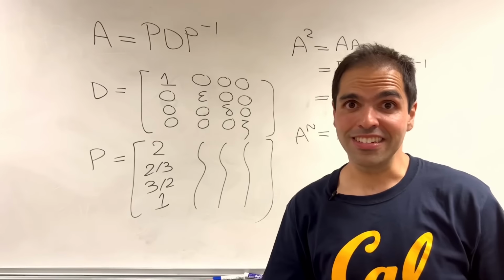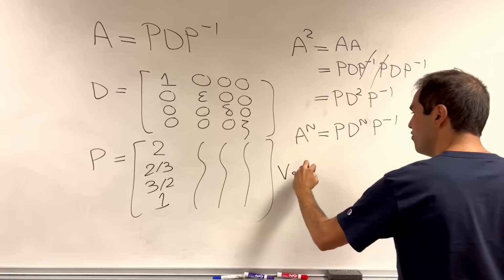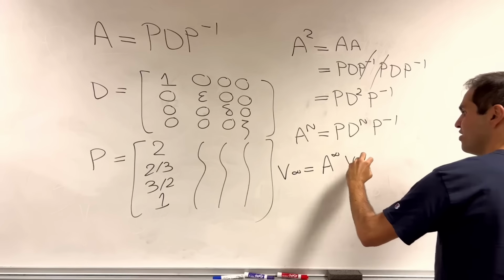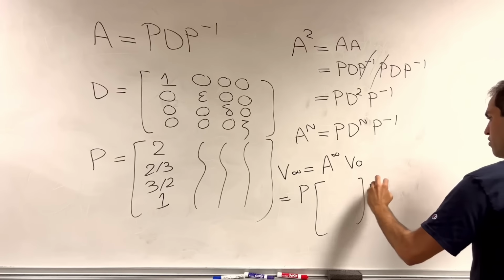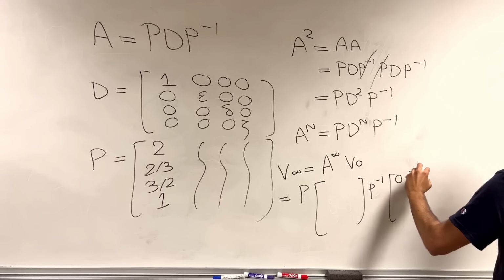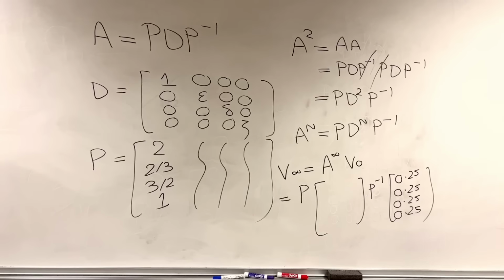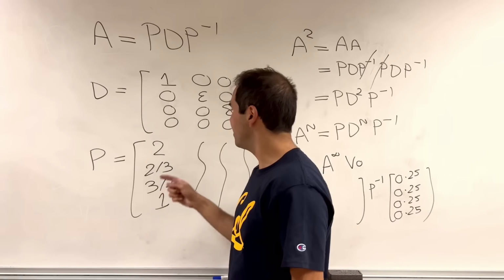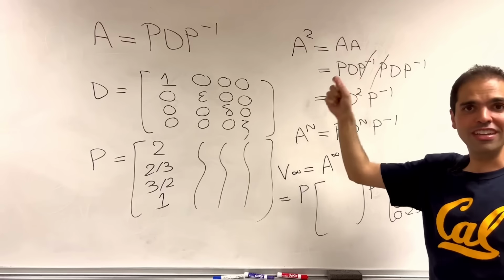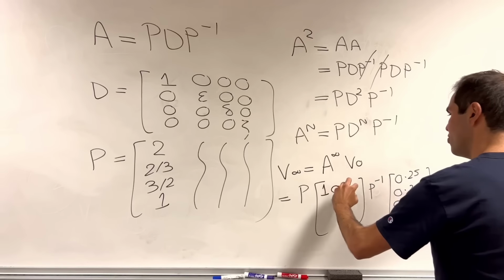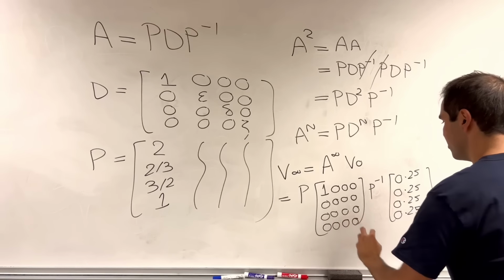And nothing prevents us from letting N go to infinity. So in fact, the stuff that we want, V infinity, is A infinity V0, which just becomes P D infinity P inverse of V0, which is 0.25, 0.25, 0.25, 0.25. But what is D to the infinity? Remember, those eigenvalues are very small, so if you raise them to infinity, you get 0. So in the end, we get 1 and all the other entries 0.